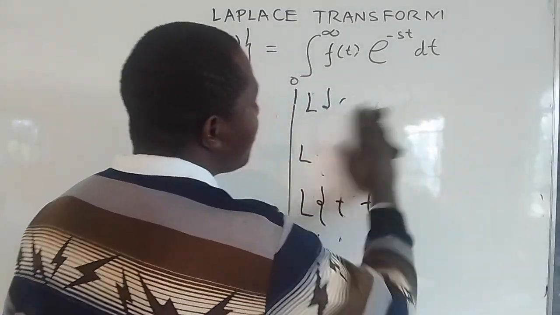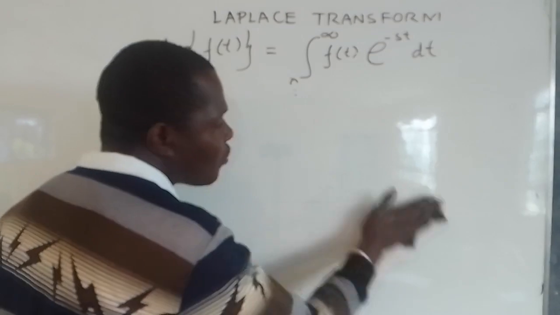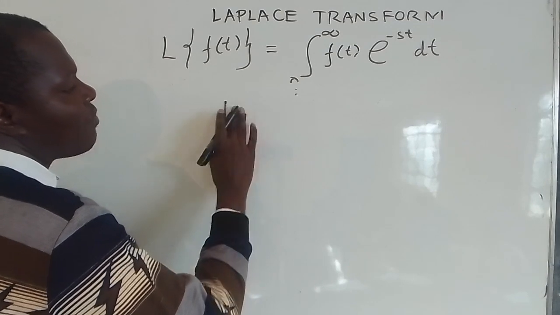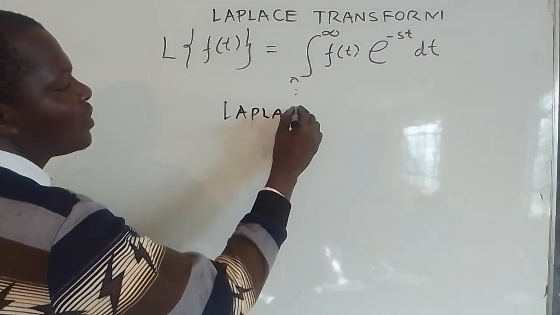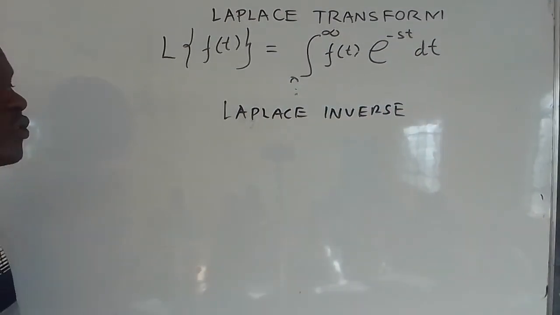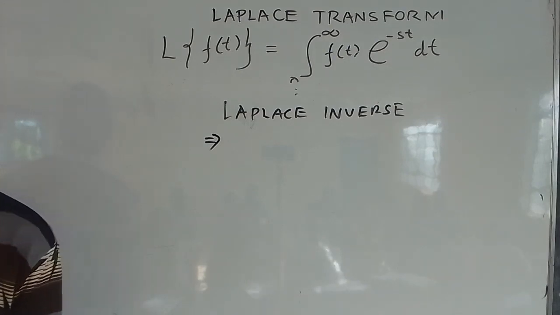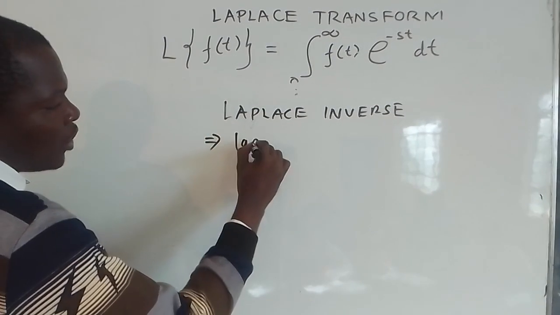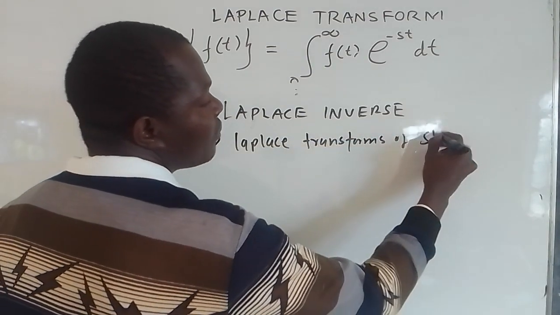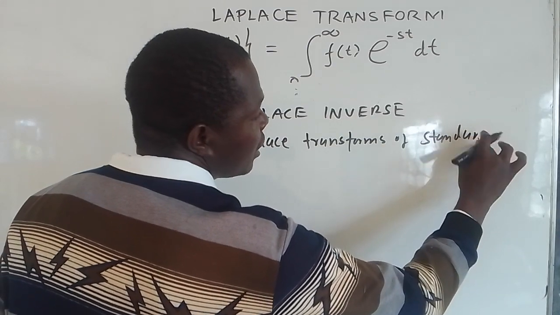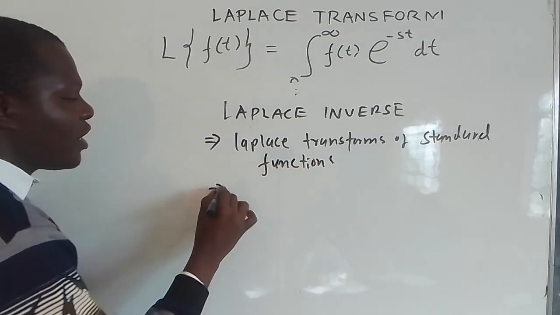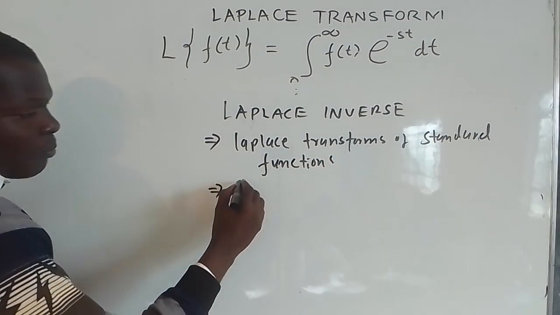So when we are going to deal with the Laplace inverse, it means we are going to go back to the original functions, isn't it? So for you to deal with the Laplace inverse functions, there are only 3 things you need to know. The first thing you need to know is the Laplace transforms of the standard functions, isn't it? You have to know the Laplace transform of standard functions. Then the second thing you need to know is the method of completing square.